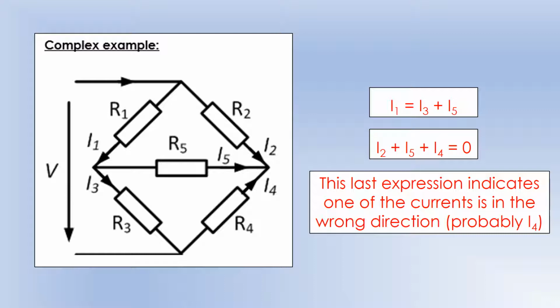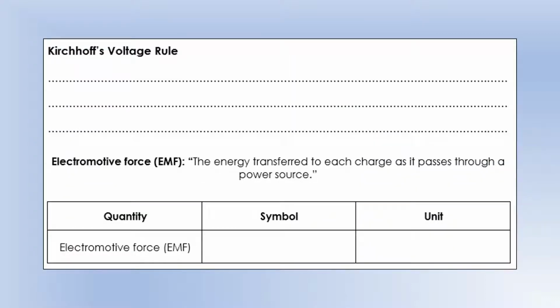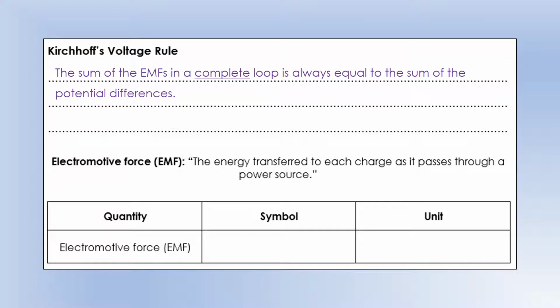Okay, so now we can talk about Kirchhoff's other law, his law of voltage or law of potential difference. What his law states is that the sum of the EMFs, which I'll talk about in a second, in a complete loop or complete circuit is always equal to the sum of the potential differences.